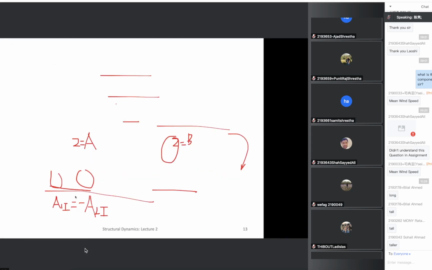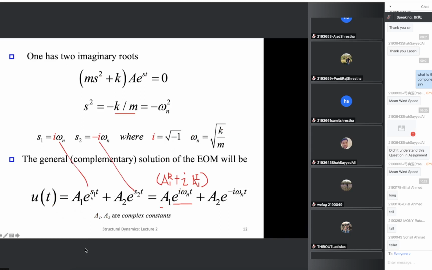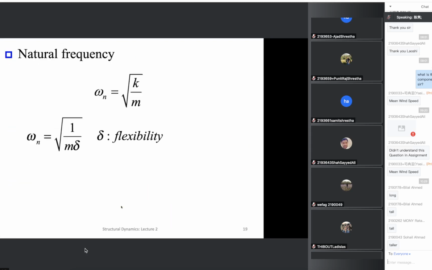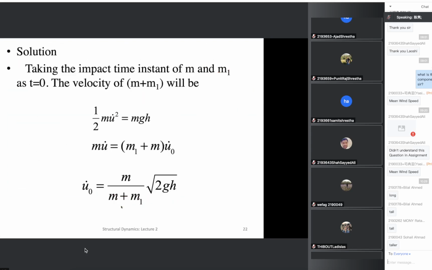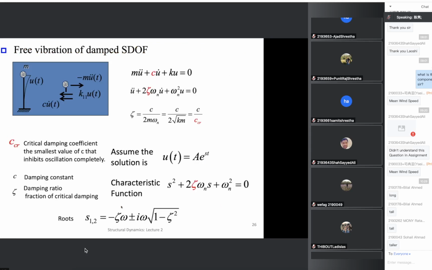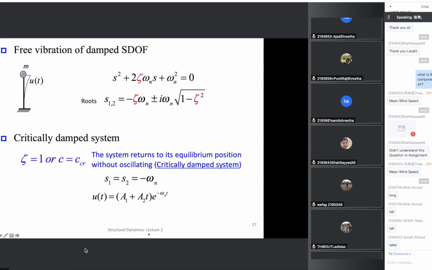Here. Yes, here. So we have two roots. We write it as A1 e^(s1 t), A2 e^(s2 t). But here s1 and s2 are the same for the critically damped case, so you cannot use this one. We need to change the form of this solution. This is from the mathematical theory, and then we need to quickly go back here. So we need to change this.